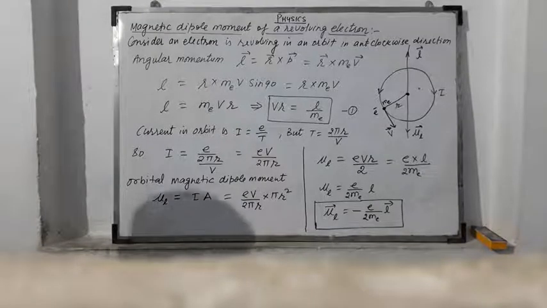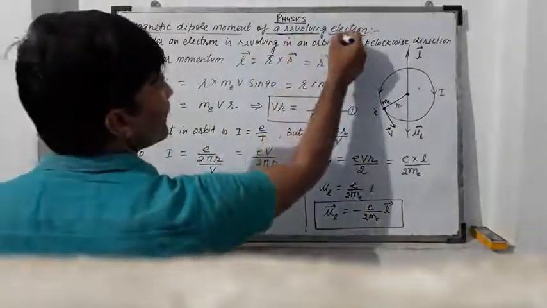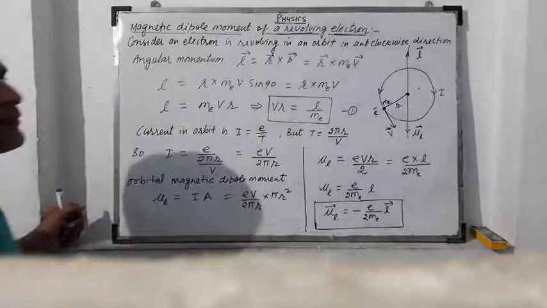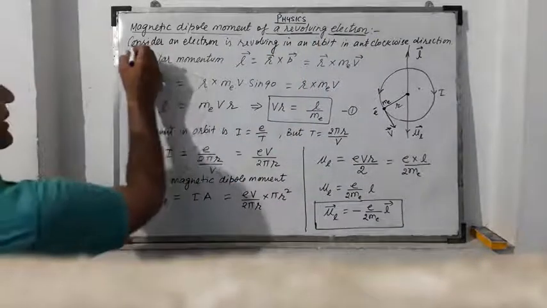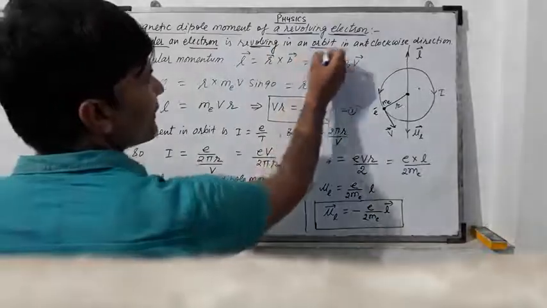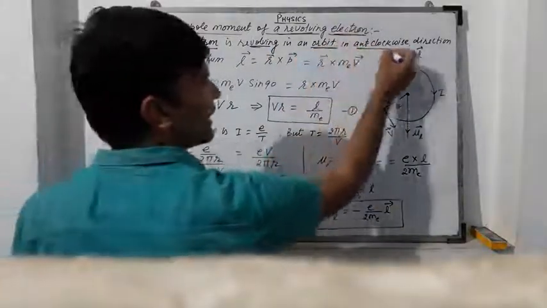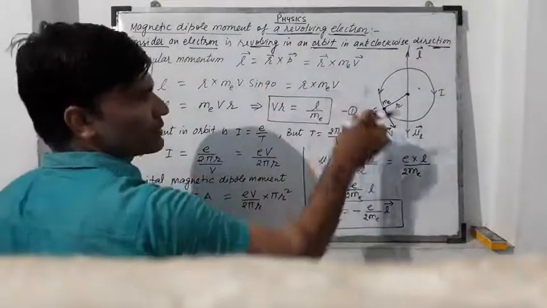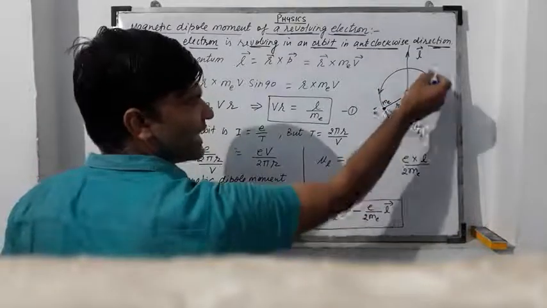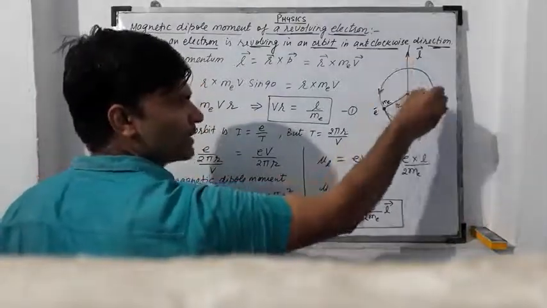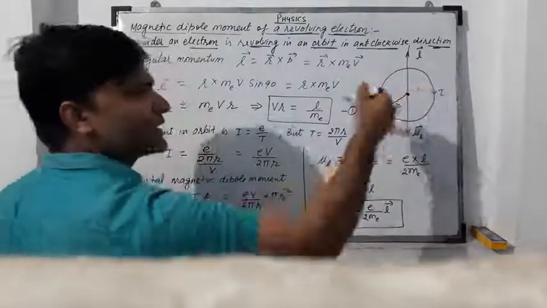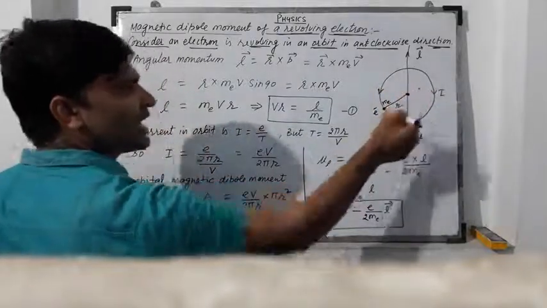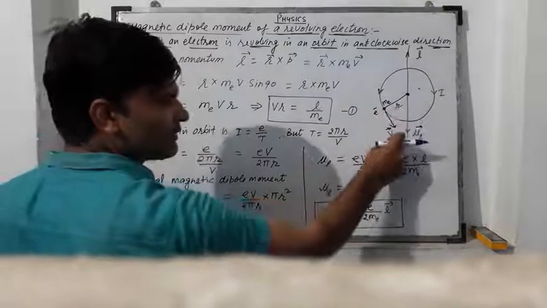Now magnetic dipole moment of a revolving electron. For this, consider an electron revolving in an orbit in anti-clockwise direction. The diagram is shown. An electron is revolving anti-clockwise, so the current is clockwise. The mass of electron is me and the radius of the orbit is r. The electron is revolving with velocity v.